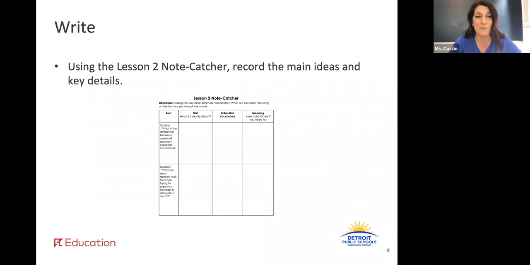All right, now that we've had our discussion, let's go ahead and write about it. So I want you to grab that Lesson 2 note catcher, and you're going to record the main ideas and the key details. But let's take a look at this note catcher together first.